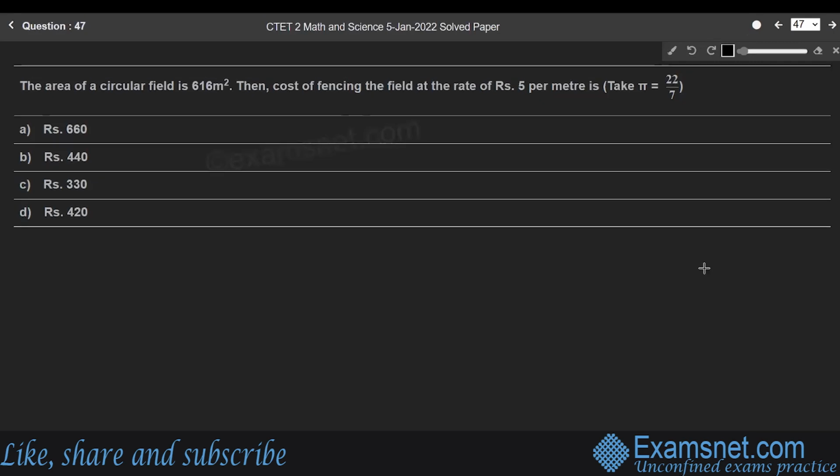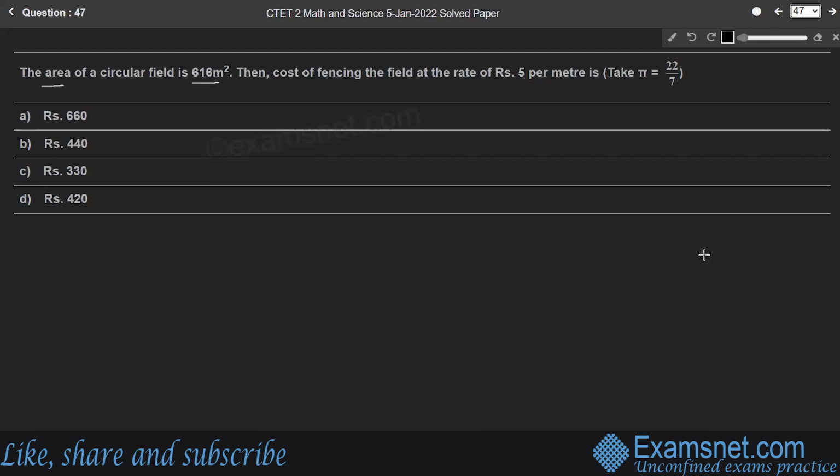Question 47. The area of a circular field is 616 meters square. Then the cost of fencing the field at the rate of rupees 5 per meter is. So taking pi as 22 by 7. So consider a circular field whose area is 616 meters square. So cost of fencing per meter is rupees 5. So per meter, we need to find cost of fencing the whole field. For that, we need the value of circumference. That is 2 pi r, perimeter of the circle.